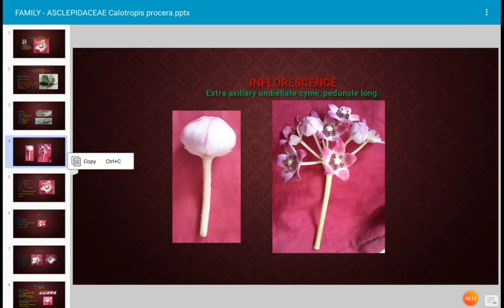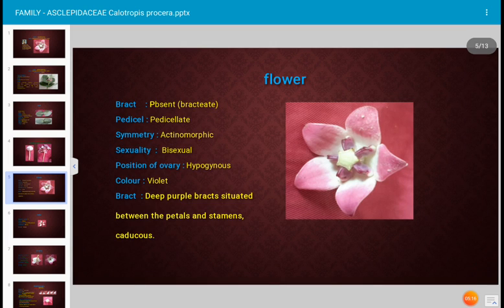Okay, next slide. This is the flower of Calotropis procera. In this case, bract is present, hence the flower is described as a bracteate flower. And pedicel, what is pedicel? The stalk of the flower is known as pedicel, and when the pedicel is present, the flower is described as a pedicellate flower in taxonomy.